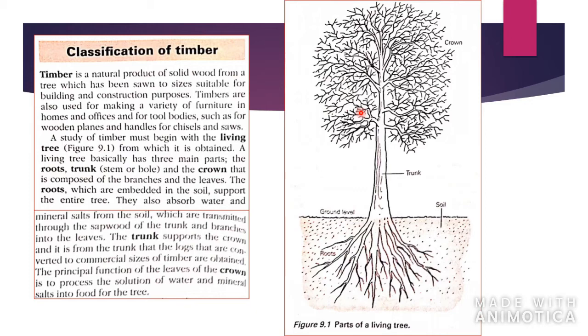Okay, they are transmitted, sorry, to the sapwood of the trunk. So these are the roots. They suck up all of the minerals and the water, and they go up this way into the trunk and go into the crown of the tree, into the branches and the leaves.